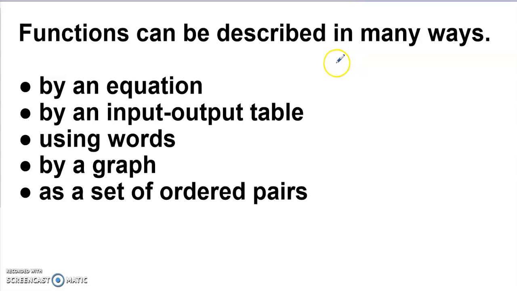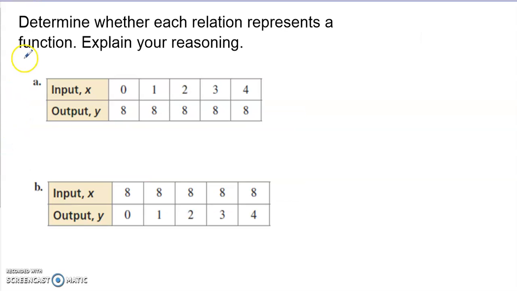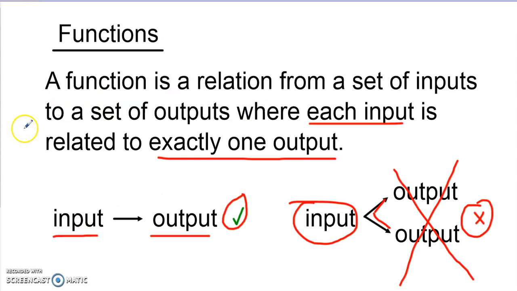Functions can be described in many ways. We can have an equation, a table, a bunch of words, a graph, or a set of ordered pairs. There are lots of ways to describe a function. Alright, determine whether each relation represents a function. Explain your reasoning. So going back to right here, our input, which is x, can only have one output. So each x can only go to one y.